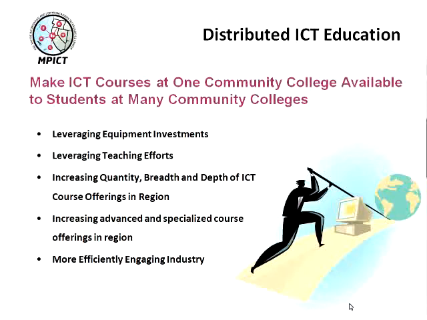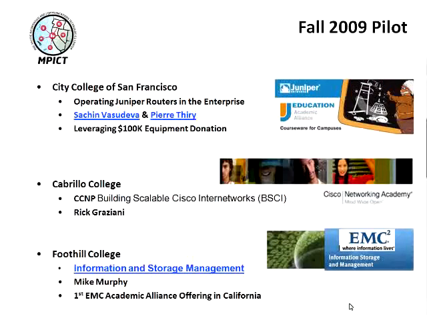So anyway, here was that concept of leveraging equipment investments. For example, City College of San Francisco is a Juniper Academy. Juniper gave City College $100,000 worth of lab gear. You can't fill that class every semester, but there's plenty of demand for Juniper training from the region. Why not let City College be the Juniper place and deliver that everywhere, and you deliver the Adobe or something else? That was the idea.